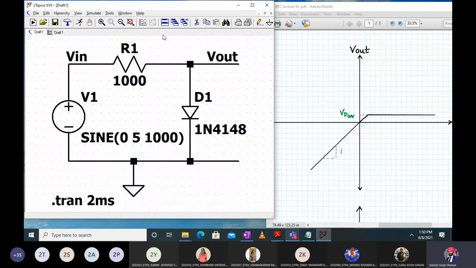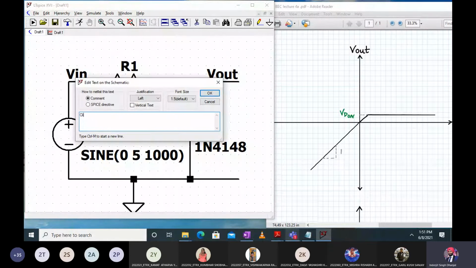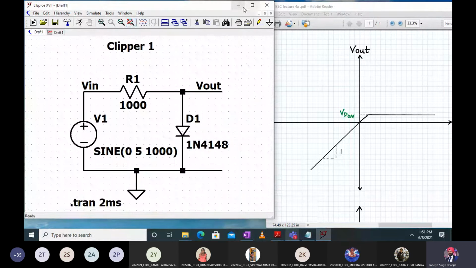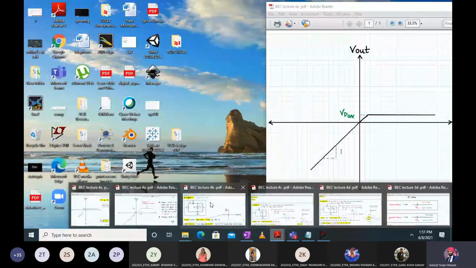Okay, fine. So I'll keep this circuit on. This is my clipper number 1, so it's good to write a name over here. This is my clipper number 1. Now let me go back to the B part.